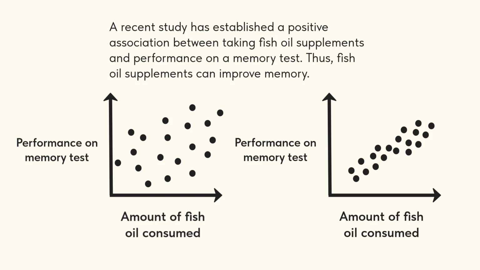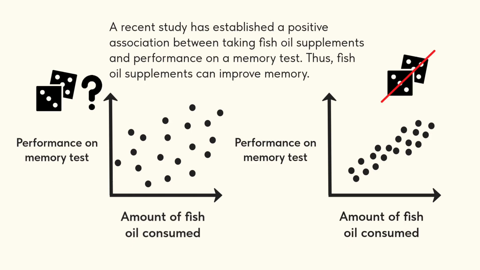Which data set provides better evidence of a causal relationship between taking the fish oil and performance on the memory test? I think you'll agree that the second one does. And that's because if there really were a causal relationship between fish oil and memory, you would expect to find a pattern that looks more like the second example than the first. In the first example, the correlation is so weak that it almost looks like this pattern could have been produced by random chance. But in the second example, this pattern is highly unlikely to be the product of chance.